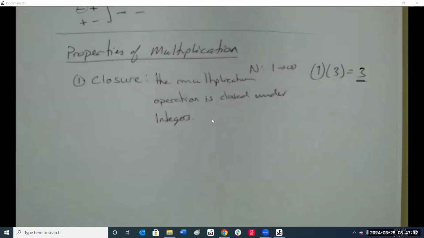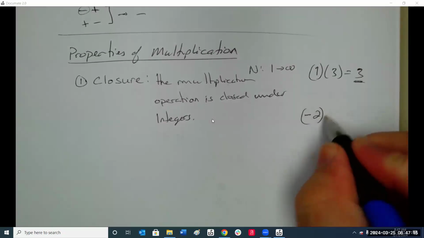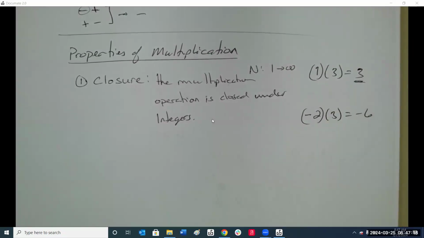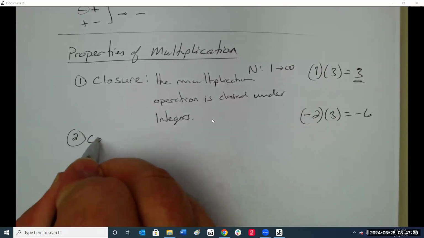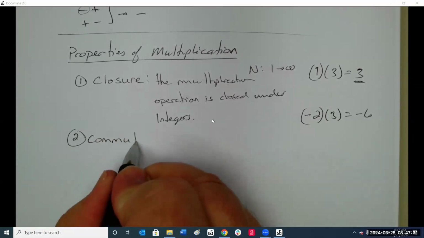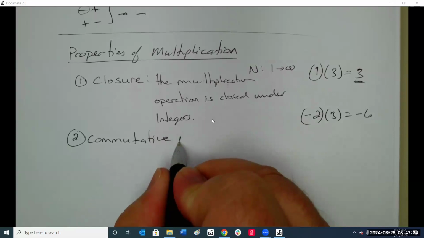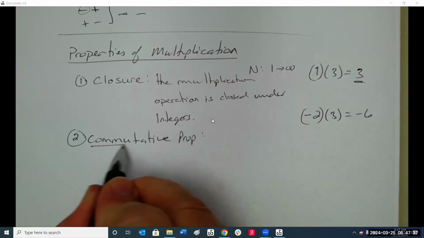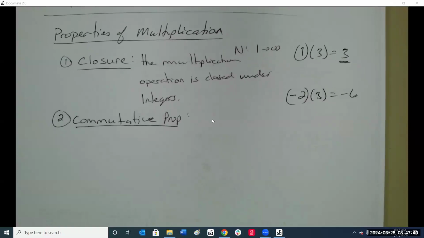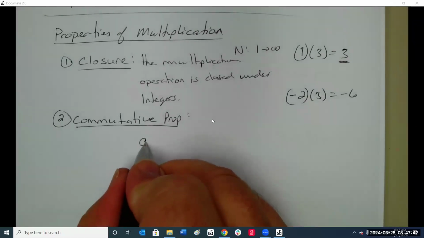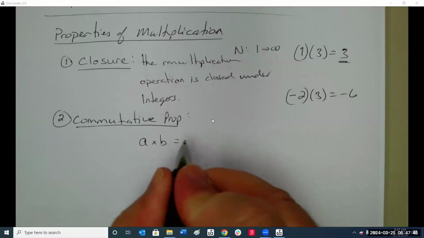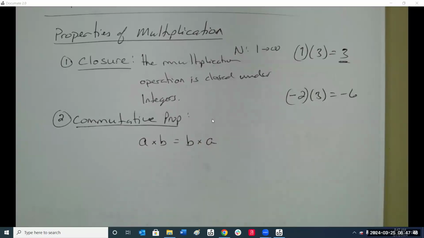integers. What that means is if I take a negative number times a positive number, that equals a negative number, not a decimal. So -6 is an integer. The next one we talk about is the commutative property of multiplication. What this one says is A times B is the same thing as B times A, which is how we proved it to him earlier.